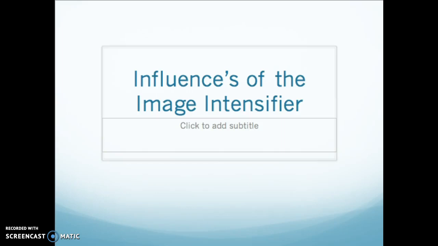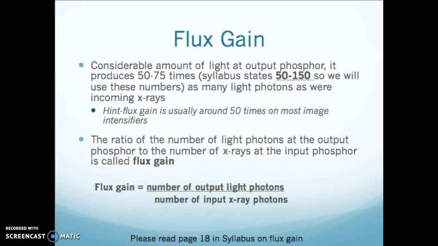Okay, so we're going to continue on with the image intensifier, and we're going to talk about influences of the image intensifier. So, flux gain, that's one of the things you're going to have to know. It's a considerable amount of light at the output phosphor. It produces 50 to 75 times. Here's the thing, the syllabus for the states says 50 to 150, so we'll use those numbers.